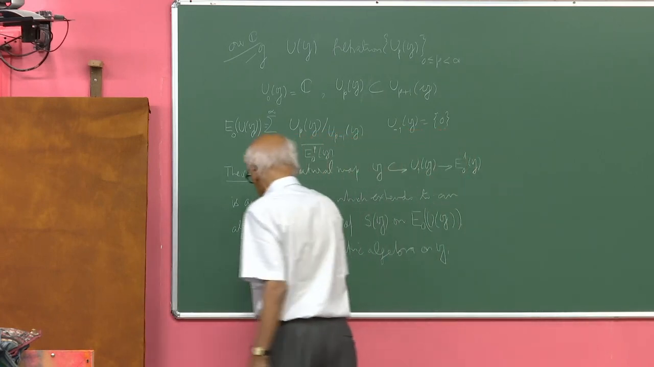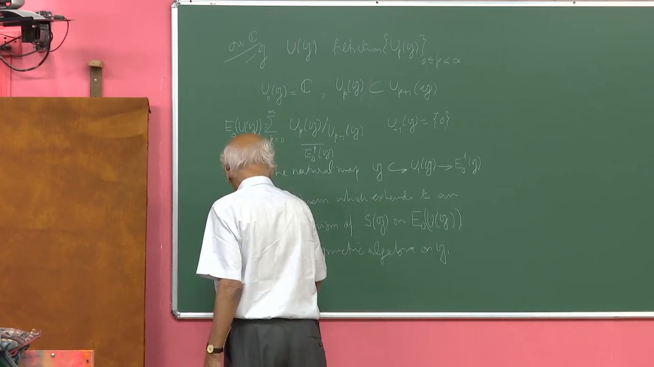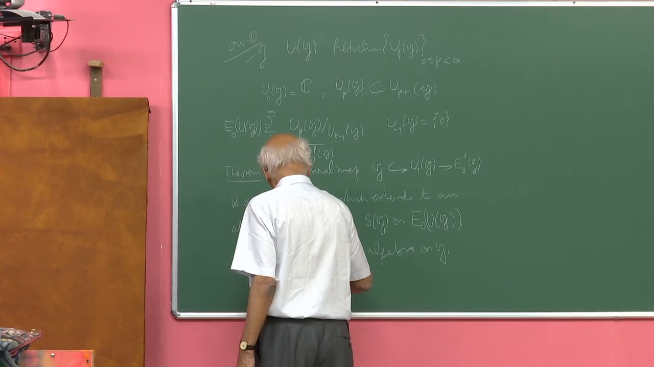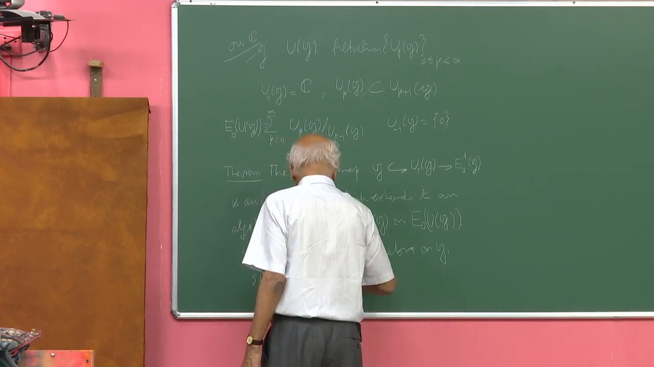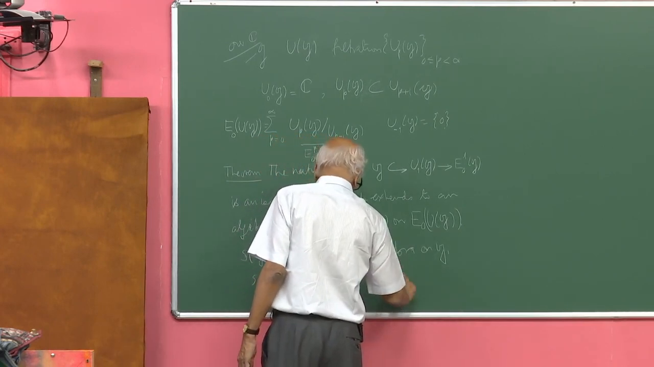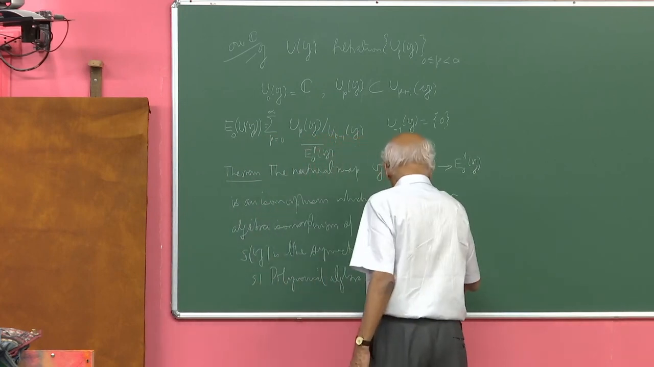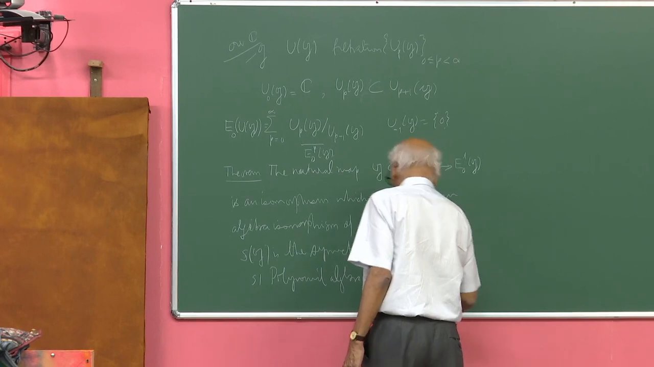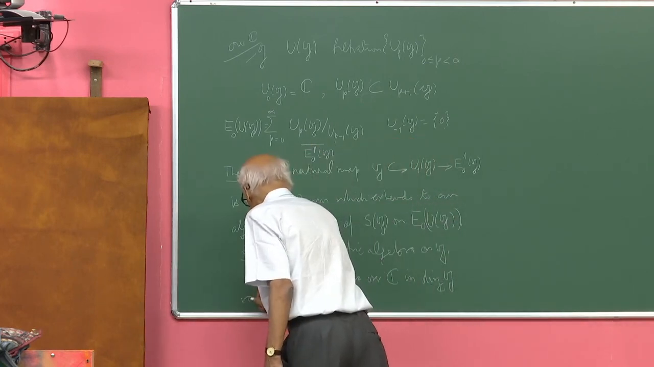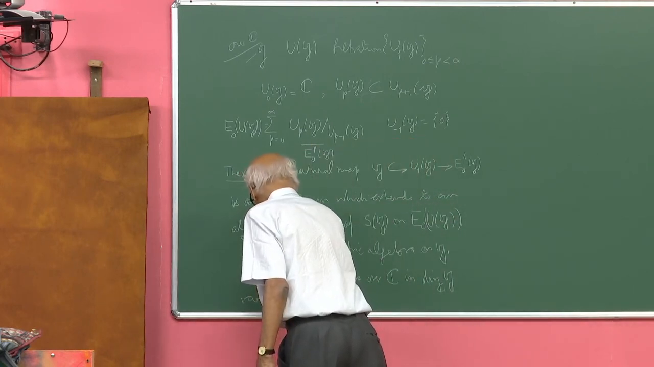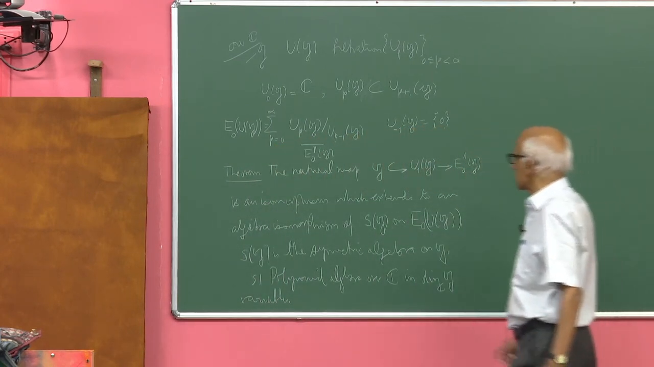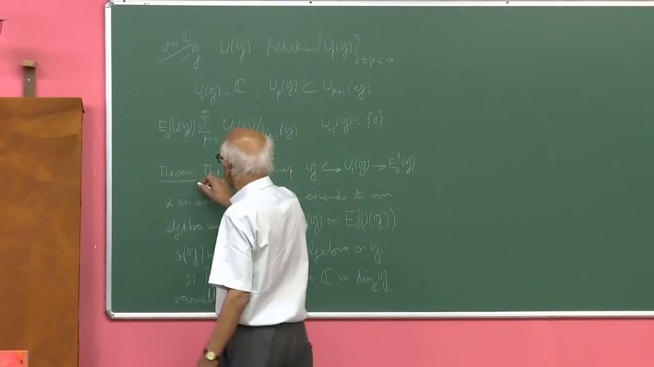This is well known, this is isomorphic to the polynomial algebra over C in dim G number of variables. This theorem is usually called the Poincaré-Birkhoff-Witt theorem.